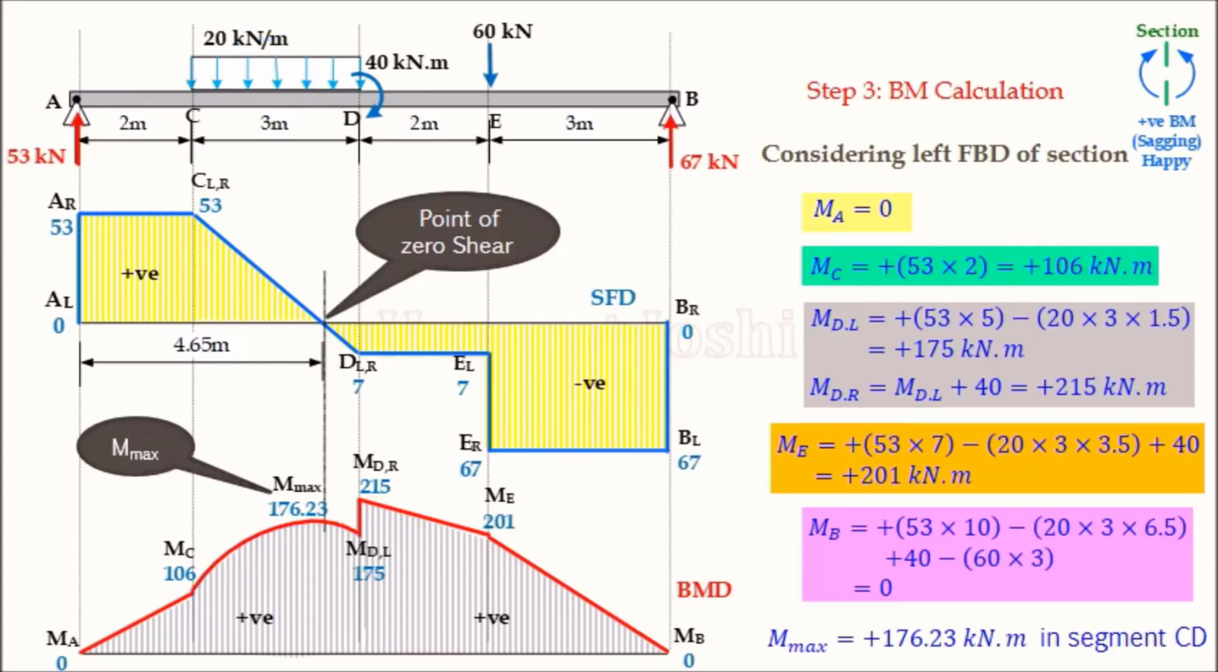Third point, we have to check that whenever a couple is acting, there is a sudden rise or fall. For a clockwise couple, a sudden rise, and if at all any anti-clockwise couple, then there will be a fall. So here right now it is a clockwise couple, so there is a sudden rise. And for point loads, there is no change. So observe, there is no change for point loads, right? So these are the fundamental points of how to check our BMD.